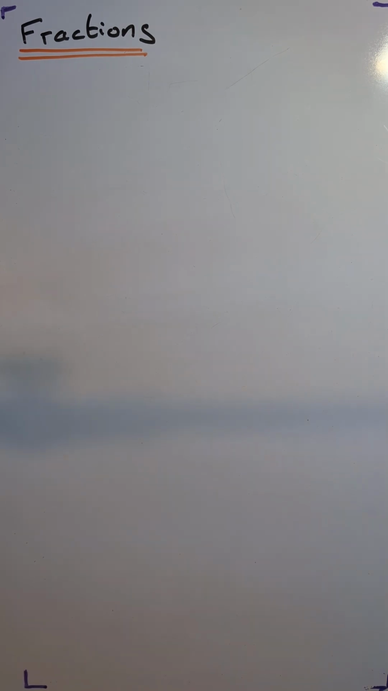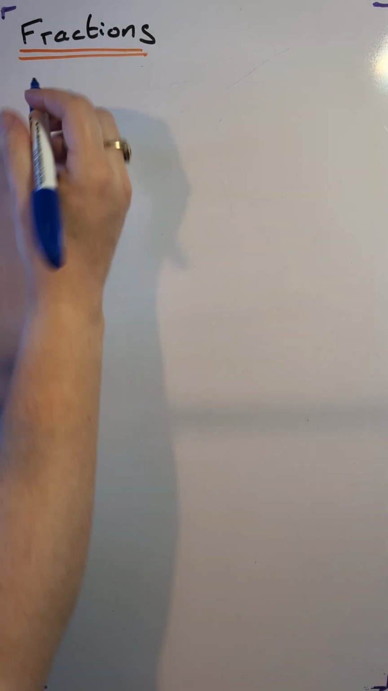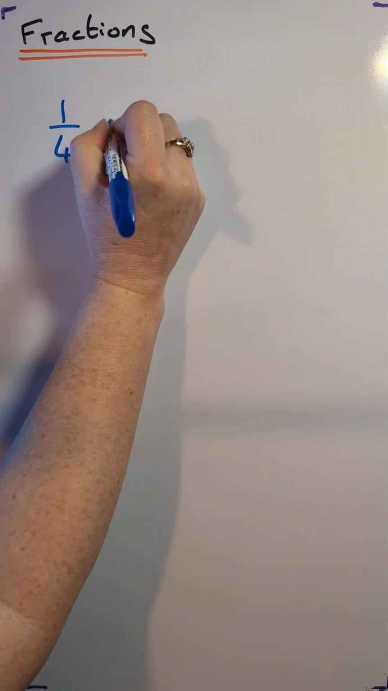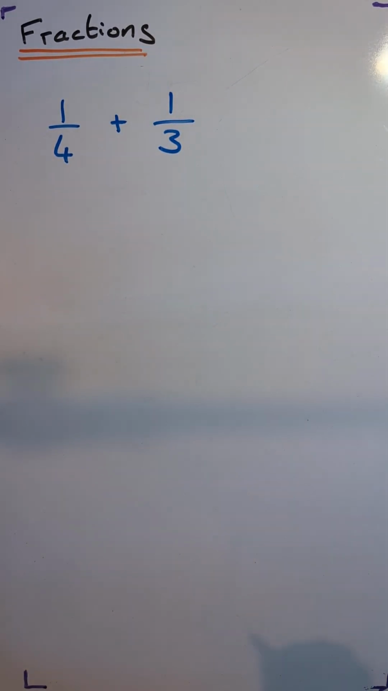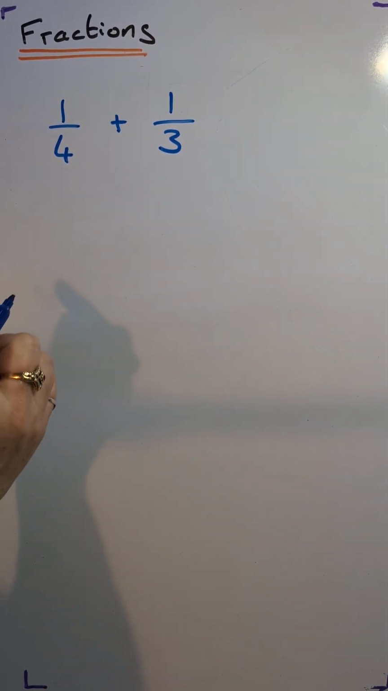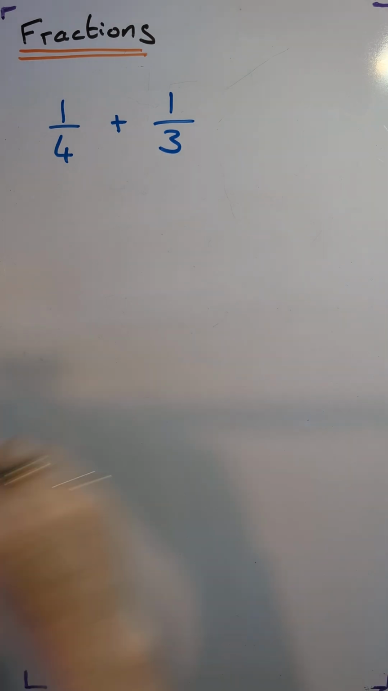Now, before you can add or subtract a fraction, you need to have the denominator the same. So if I have 1/4 plus 1/3, before I can add these together, they need to be the same thing. I'll show you what I mean.